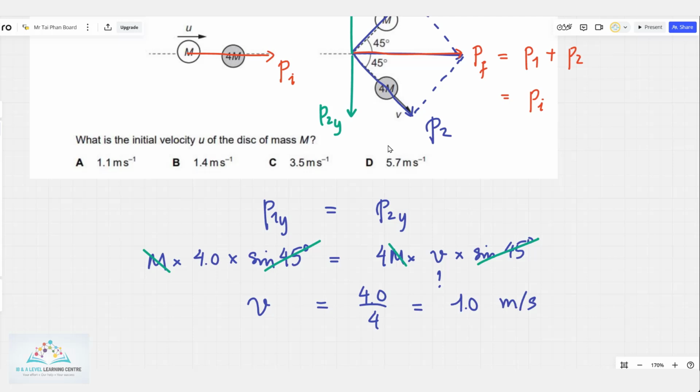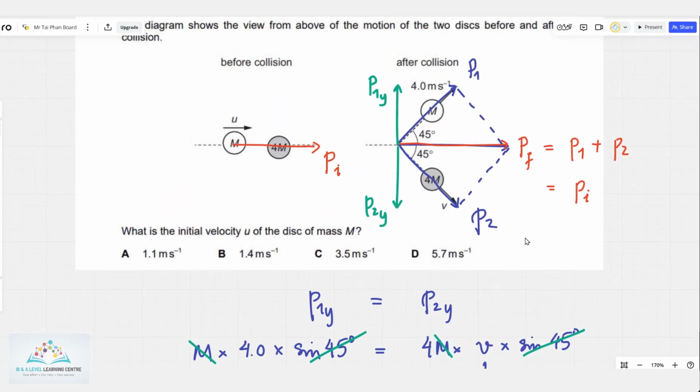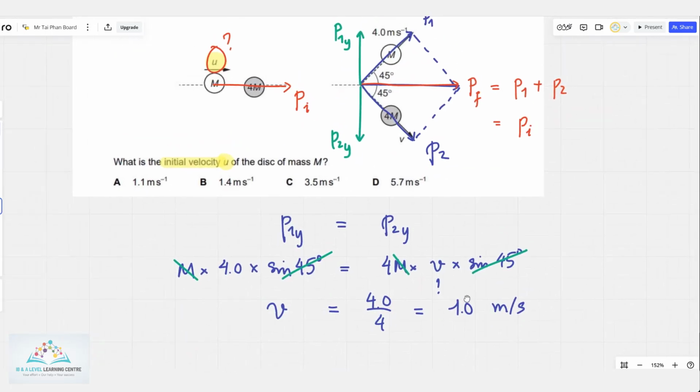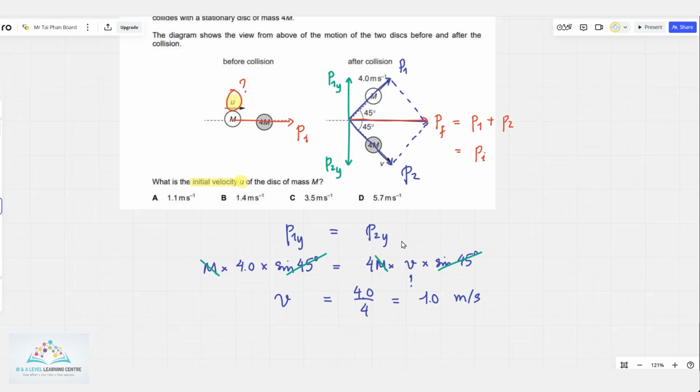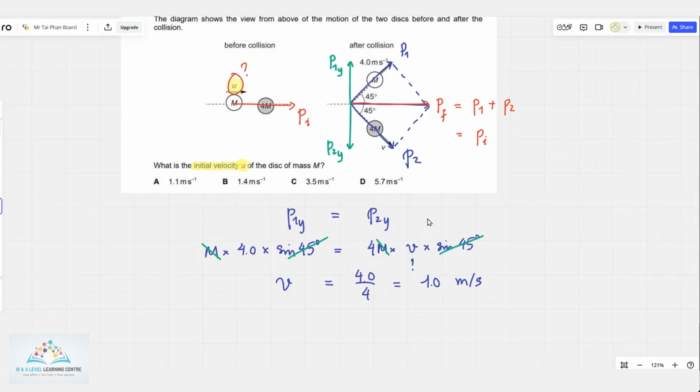Okay, so the velocity of the second disk v here is 1 meter per second, but the question that we need to answer is the initial velocity of the disk u before collision, meaning we need to find this one. We need to find this u, not this v. Anyway, after finding v, which is 1 meter per second down here, we will add up the horizontal components of the momentum to find the value of u.